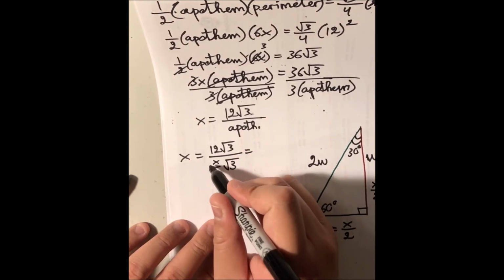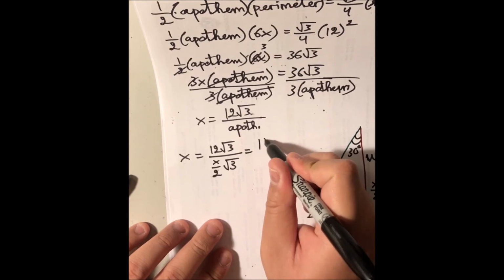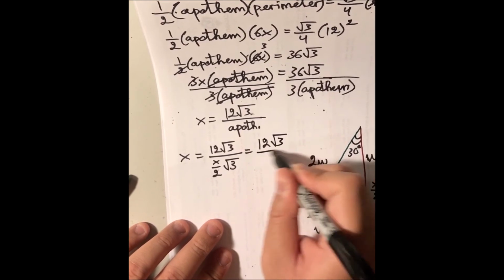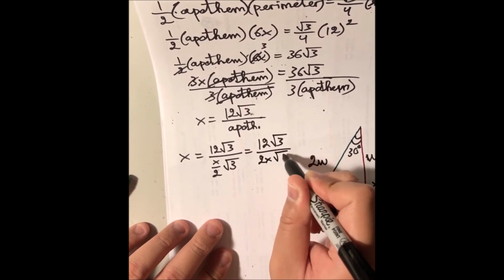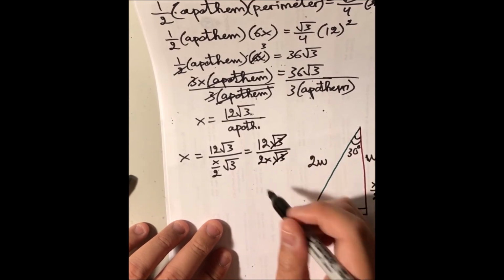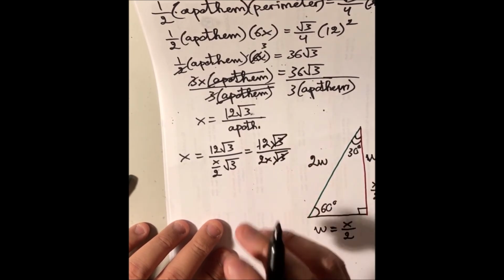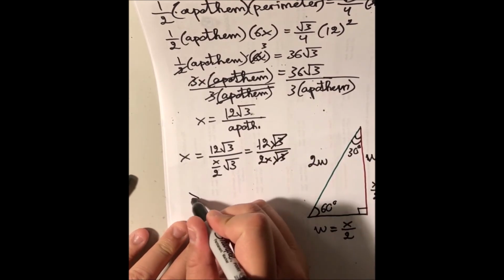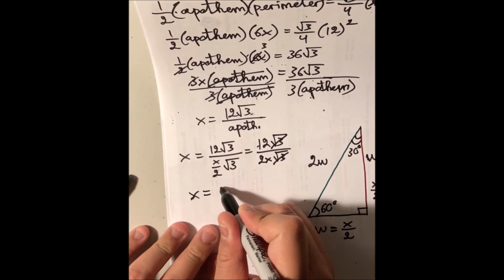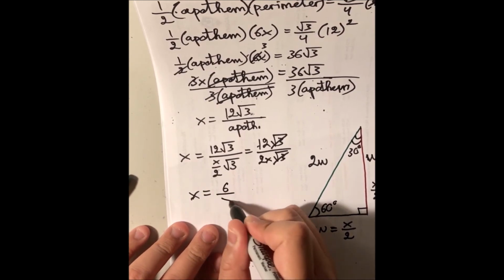By moving this denominator up to the numerator, we are going to have 12 times square root of 3 over 2x times square root of 3. Square root of 3 cancel out. 12 divided by 2 is going to be 6. So we get x equal to 6 over x.